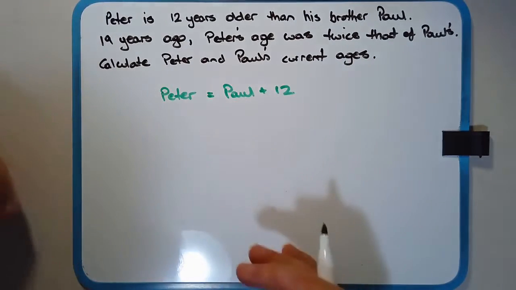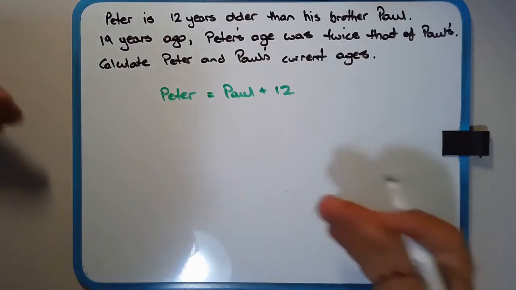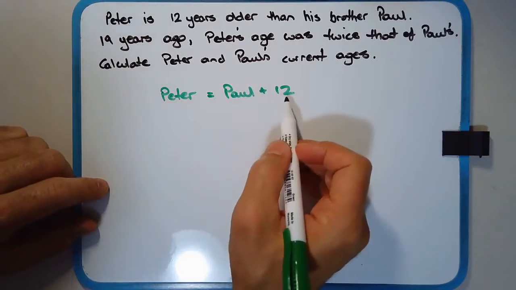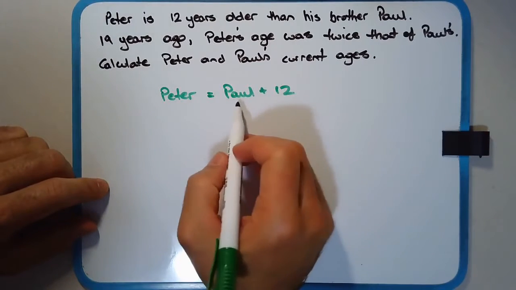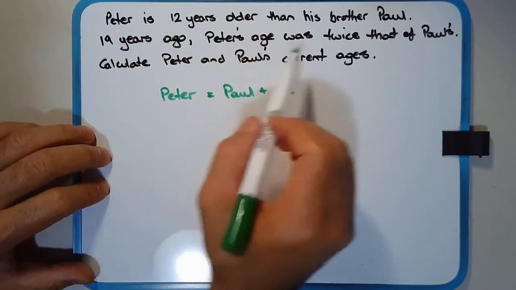Now, everyone ages biologically at the same rate. So we're a year older and we advance at the same time. So it doesn't matter what Peter's age is. He's always going to be 12 years older than Paul. Now, 19 years ago, though, Peter's age was twice that of Paul.